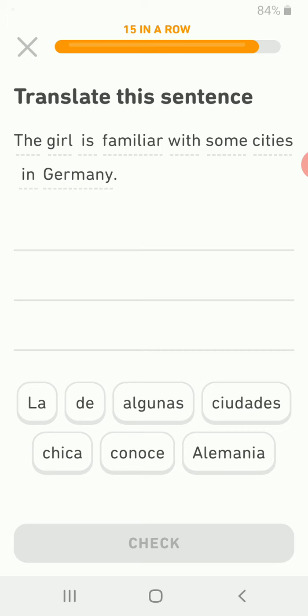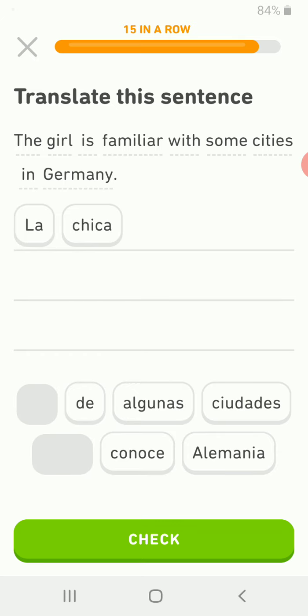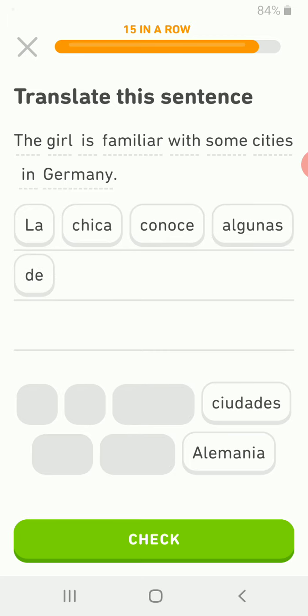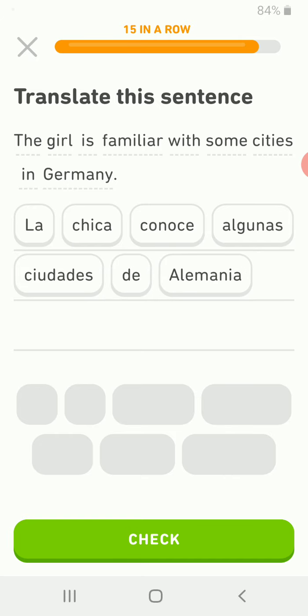The girl is familiar with some cities in Germany. So, la chica conoce algunas, because it's a student, algunas ciudades de Alemania. Alemania. It's kind of hard to say, but let's say it once again. La chica conoce algunas ciudades de Alemania.